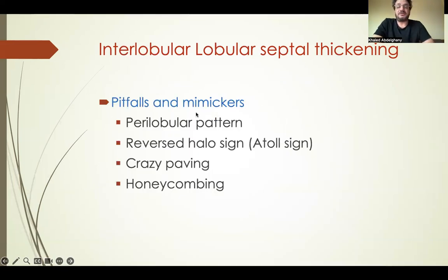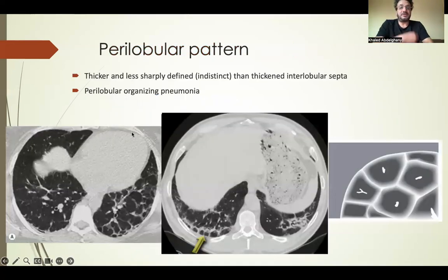Before proceeding to the differential diagnosis of interlobular septal thickening, we have pitfalls and mimickers, not to be mistaken as interlobular septal thickening. There are the perilobular pattern, the reversed halo sign, the crazy paving, and honeycombing. The perilobular pattern mostly represents perilobular organizing pneumonia. As you see here, it's a more thickened appearance of the boundaries of the pulmonary lobules.